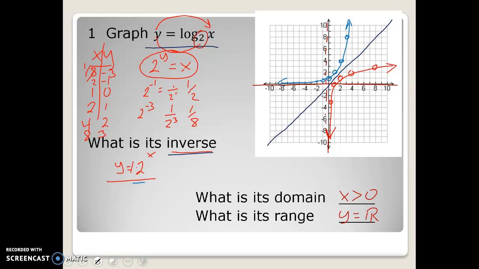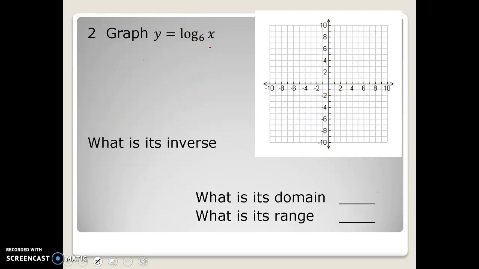Anyway, we're going to go through and graph different logarithmic functions and figure out, if the base is a certain number, how that behaves on a graph. So let's take a look at the next equation. The next equation is the same thing except the base is 6.